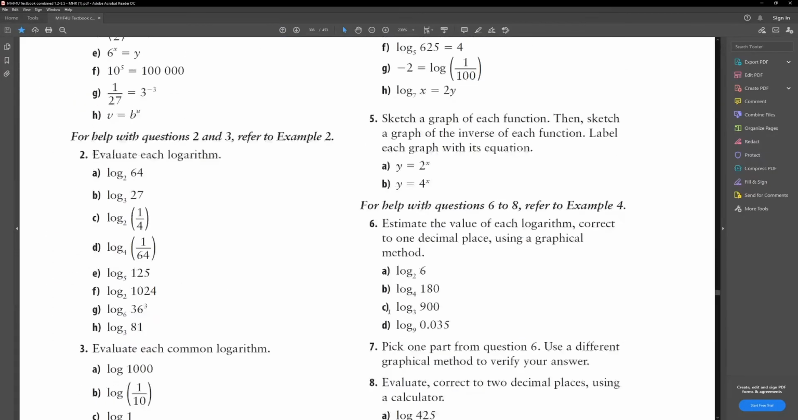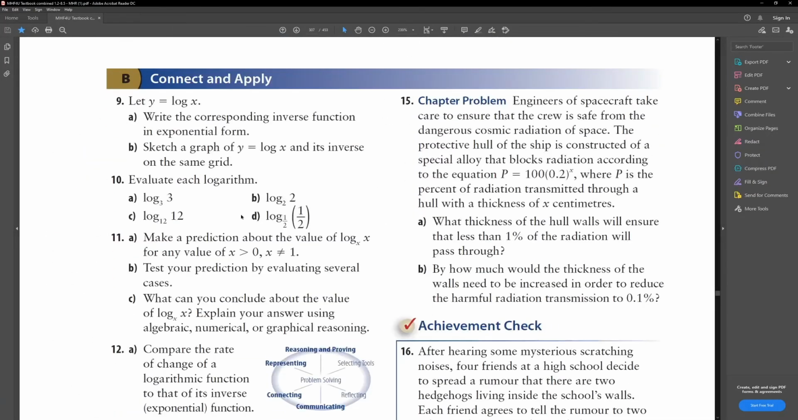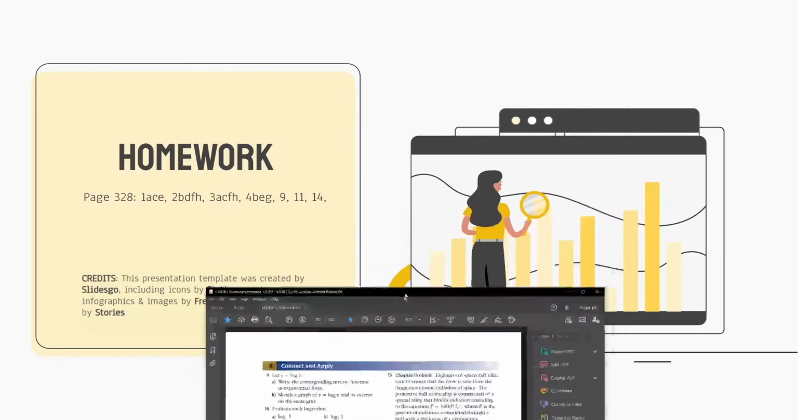So 9 is making you graph the function and then its inverse. So you're going to see the understanding of log of x, which we know is a logarithm of base 10, and then its inverse should be the exponential form for 10. So y is equal to 10 to the power of x. Again, nothing difficult, just simple sketching.